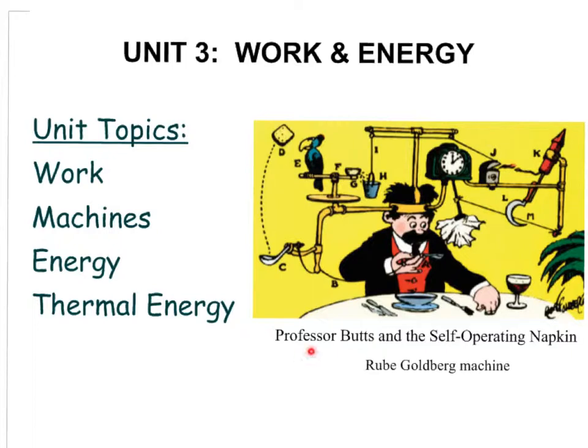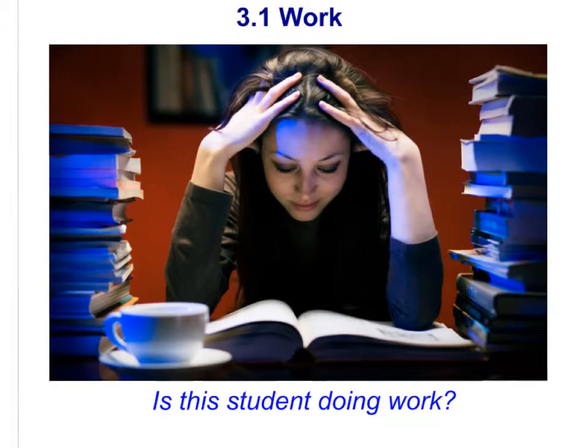This is just a little cartoon of a Rube Goldberg machine, and you've probably seen these before, but they're very complicated and complex machines that are designed to perform an extremely simple task, like the self-operating napkin above. So it's just a silly little caricature of a complicated machine performing a simple task. So 3.1 is the first section in this unit, and it is all about work.